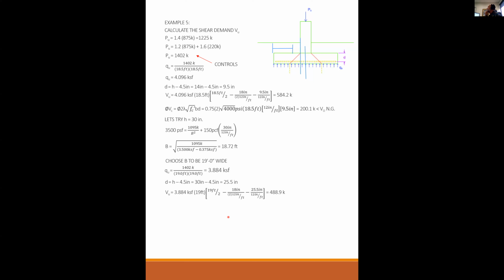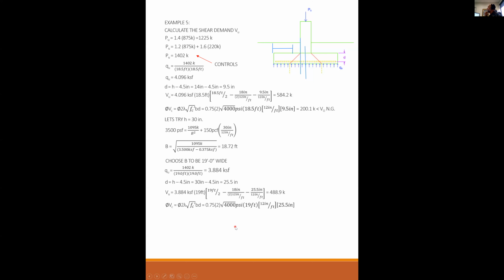It's kind of interesting, right? The load itself didn't change, but by making the footing thicker and making the footing wider by a little bit, look at my shear demand. It went from 580 to 480 just by making those changes.